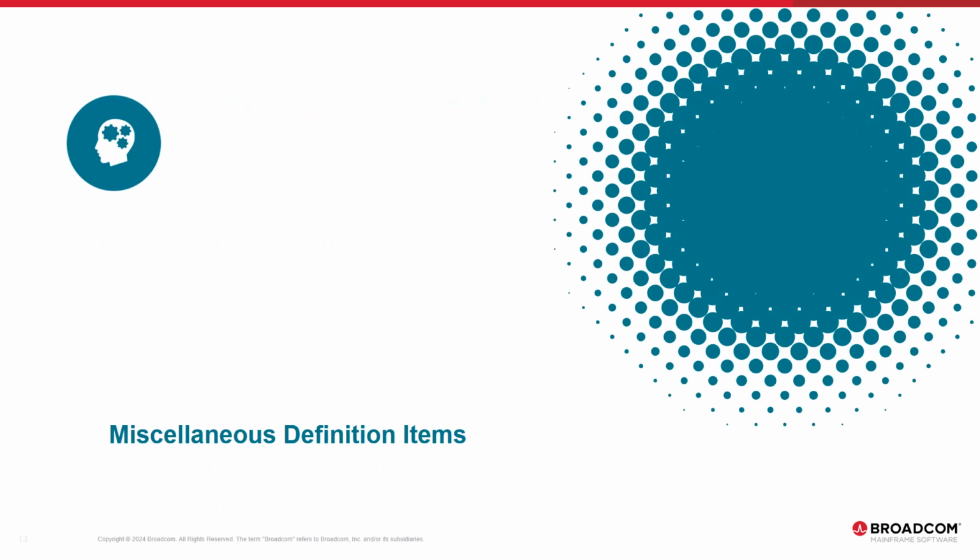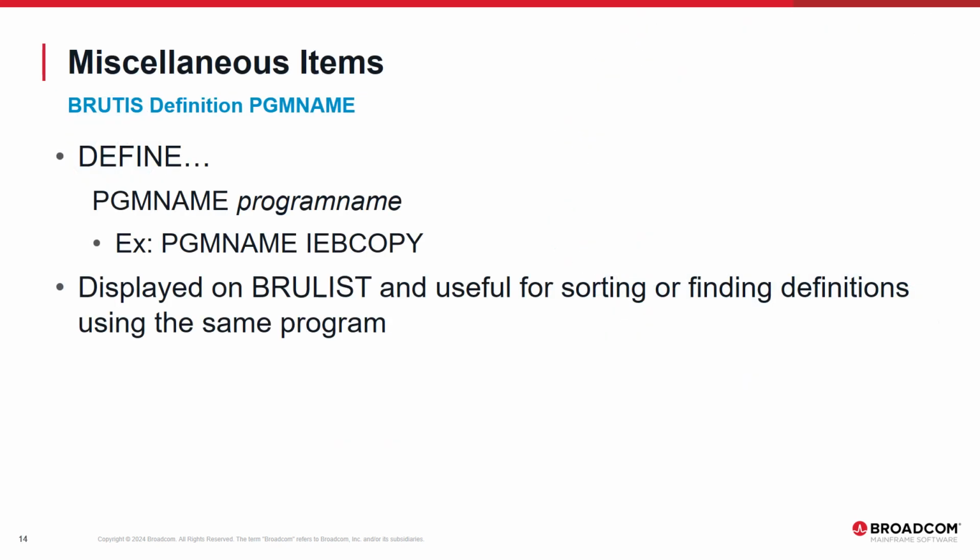We have a few more definition items to talk about. The Brutus define statement provides an optional parameter called PGM name. This identifies the name of the program that is executed in your template JCL. In our compress example, we are using IEBCOPY, so you can add PGM name IEBCOPY to the compress example. This value is displayed on the BruList command and is useful for sorting your definitions that are using the same program.